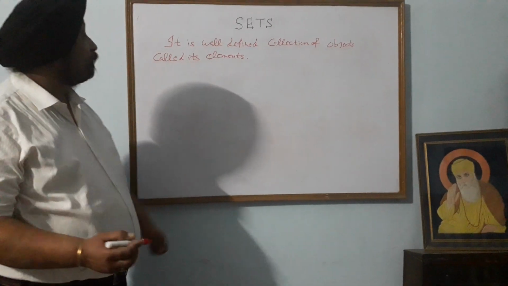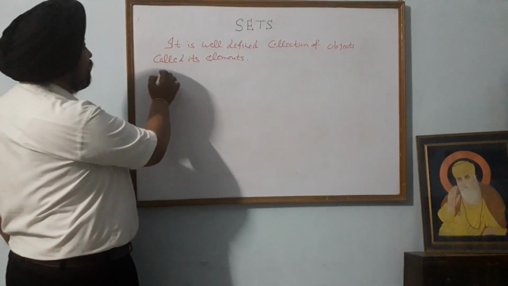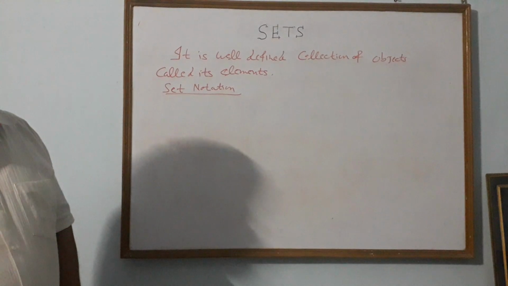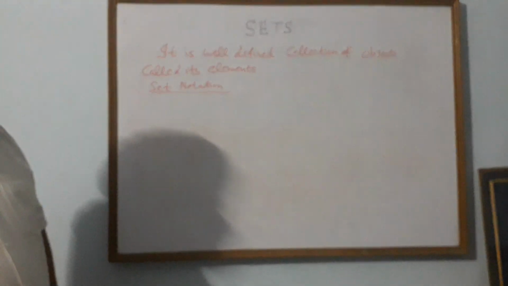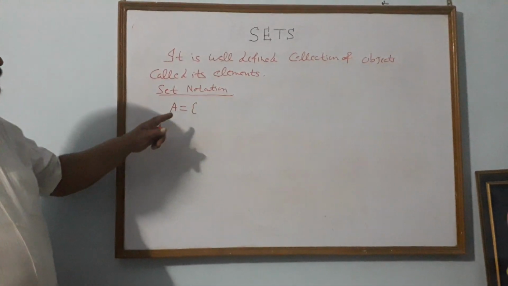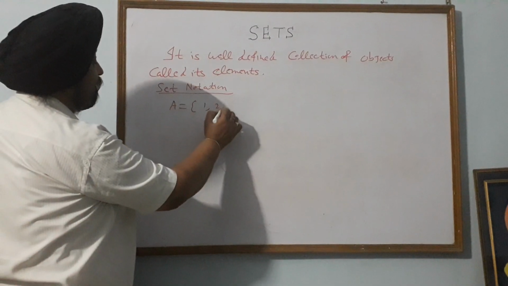So there is set notation. How will we write set notation? A set is always represented by a capital letter. Suppose A is a set, and the elements of the set, that is the objects, are put in curly brackets. Suppose A is the set {1, 2, 3}. All the elements are written separately with a comma sign in between them.